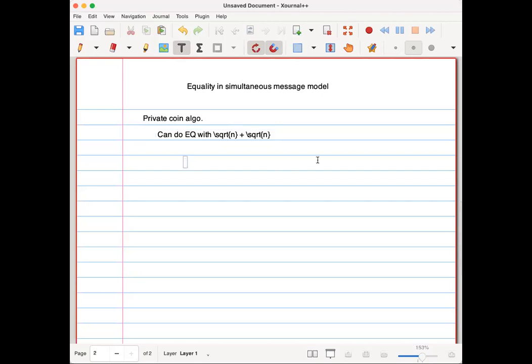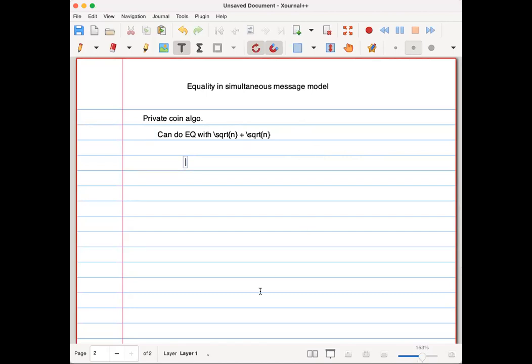What is even more amazing is the amount of time that went by before this came out. Yao proposed his model, and in fact proposed this exact problem, equality in the simultaneous model. He asked what a lower bound for it would be. The deterministic case, of course, was easy to prove. He observed that and asked what happens for randomized. He asked for the lower bound, and the first breakthrough showing that you can do better than n plus n came in 1996. Okay, so let us see how this is done.